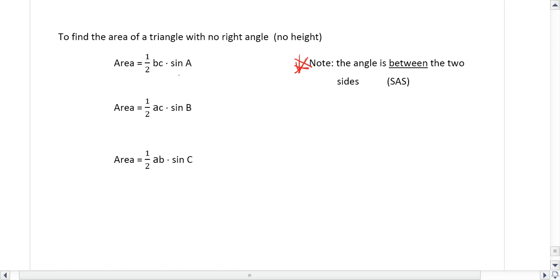So I wrote this 3 different ways, but it's really the same thing repeated over and over again. Because angle A is in between sides B and C, likewise angle B is in between A and C, and angle C is between the two sides A and B. So you really only need to write this down once, but please make note of this.